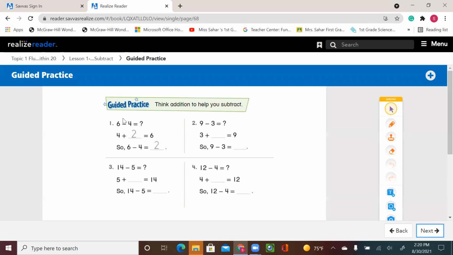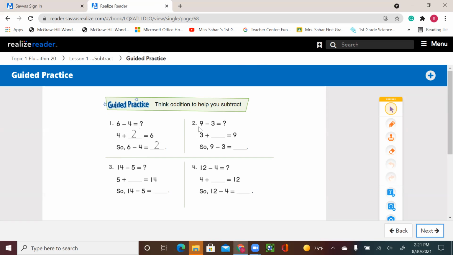Okay, guided practice. Let's see what we have here. 6 minus 4 equals, that means 4 plus what gives you 6? 4 plus something equals 6. 4 plus 2 equals 6. So 6 minus 4 equals 2.